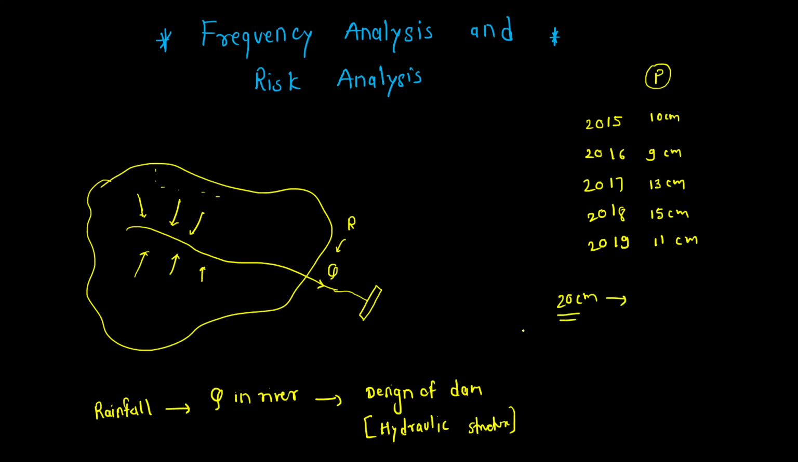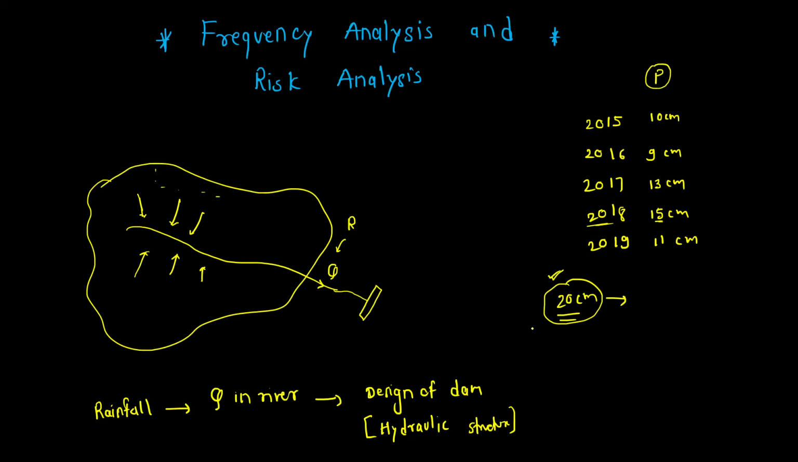Now if we design the dam for 20 centimeter rainfall, then the probability that this 20 centimeter rainfall will not be exceeded, that means there will not be more than 20 centimeter rainfall, is relevant. Or we can say there is maximum probability. Even if you see in these 5 readings, if I design the dam for 20 centimeter rainfall, even if there is the highest rainfall, let's say in 2018 it was the highest rainfall, 15 centimeter, then also our structure is safe.